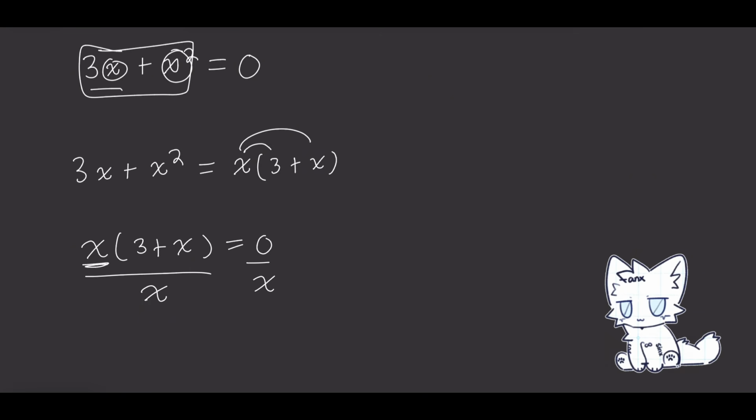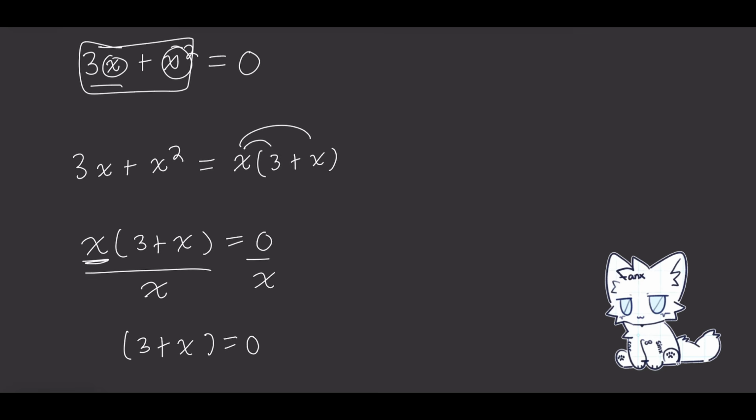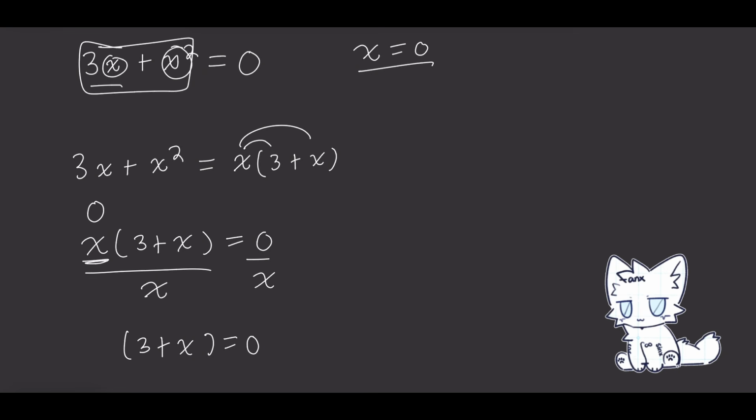So that means we'll have 3 plus x is equal to 0. Notice when we divide 0 by x, the whole expression just turns into 0. So we know that x is equal to 0 is one of the solutions. Since if we plug 0 into x, it is the same as 0 times 3 plus 0 is equal to 0. So 0 times anything is just 0. So we can say that one of the solutions is equal to 0.